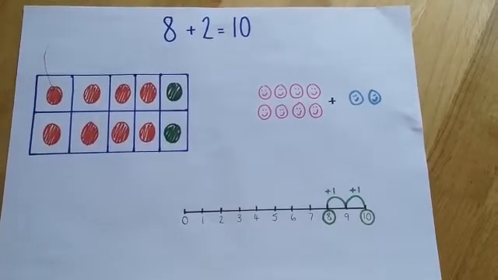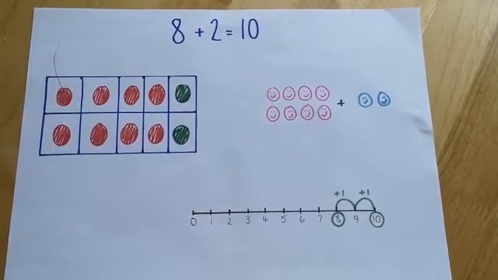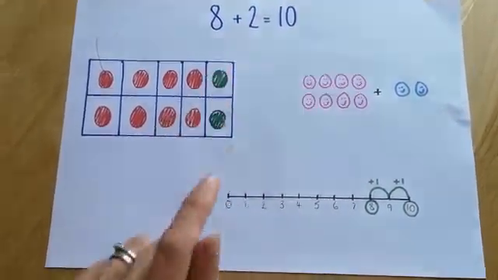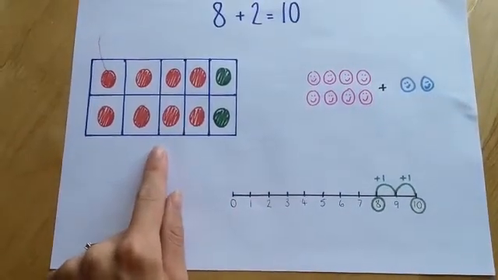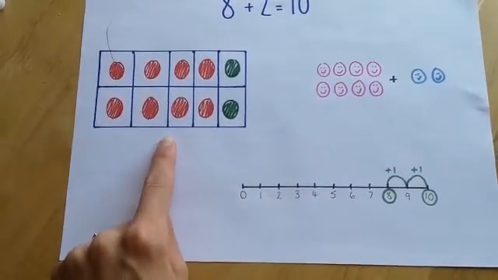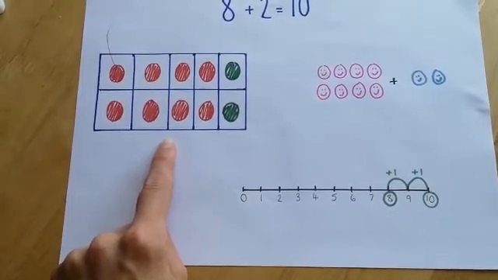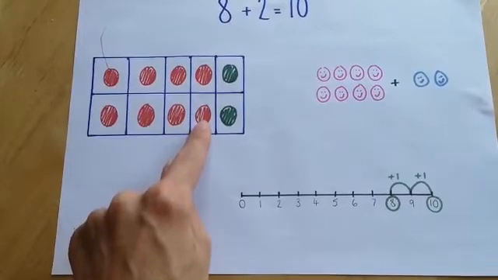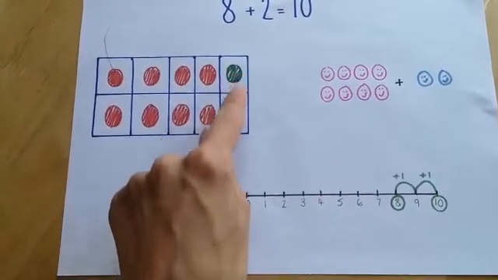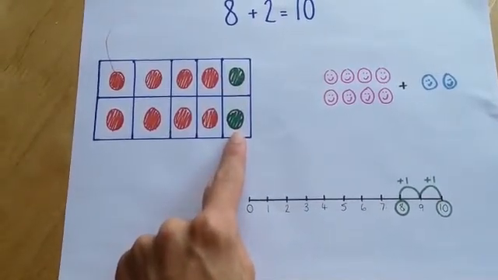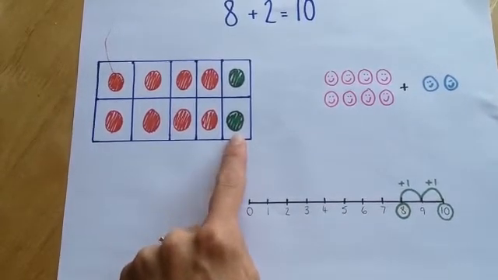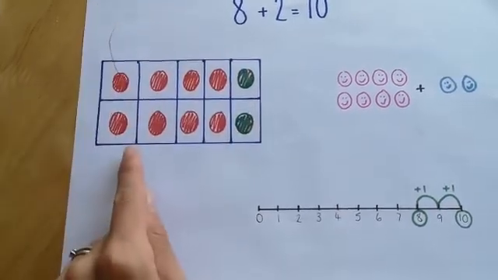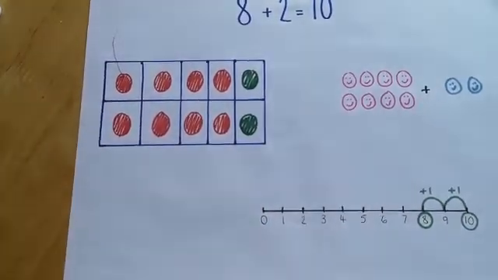Now we're going to have a look at some different ways we can represent our number bonds to 10. So I've chosen this one, 8 add 2 equals 10. And first of all, I've represented this number bond using a tens frame. So that's just a rectangle split into 10 sections, and I've got 2, 4, 6, 8 dots in red, and I've got 2 dots in green, and we know that that makes 10. We can count them to check. 2, 4, 6, 8, 10. So 8 add 2 equals 10.